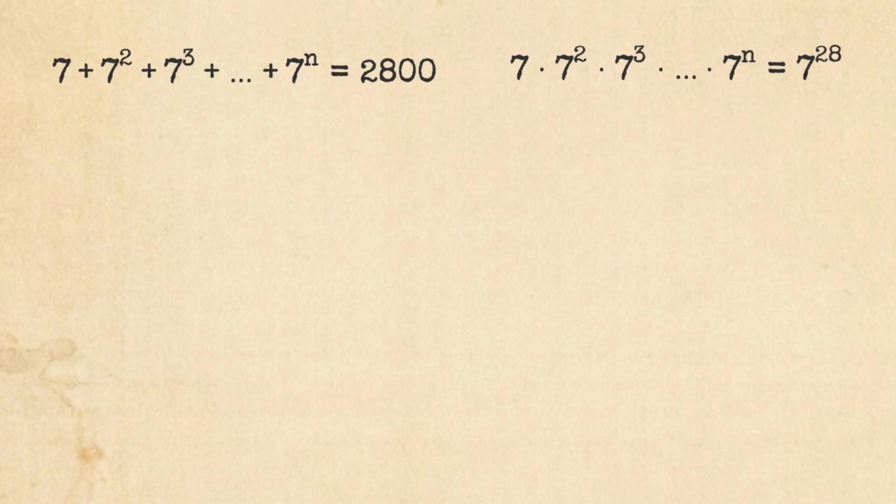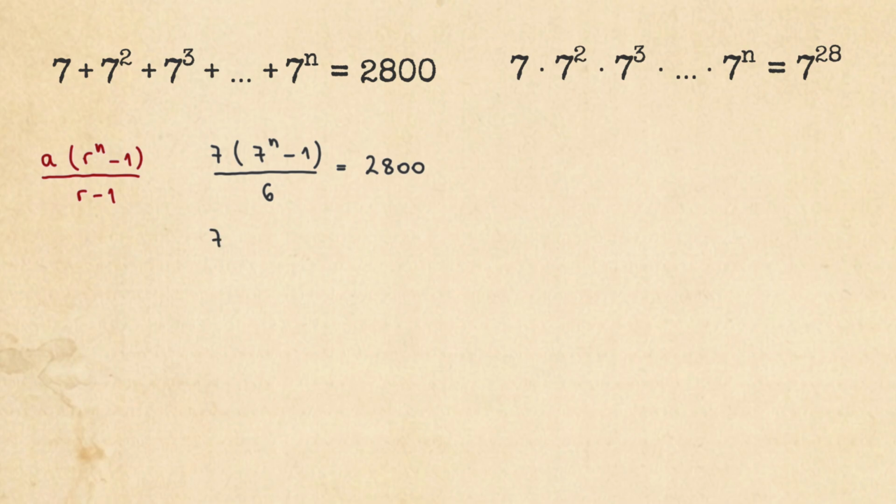We're using the formula for the sum of a geometric series. This is a series where each term is the previous one multiplied by 7. In this case, our first term, a, is 7, and the common ratio, r, is also 7. So our equation becomes 7 times (7 to the power of n minus 1), all over 6, equals 2,800.